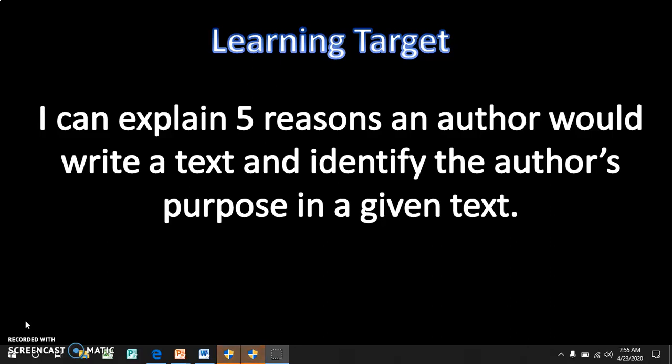Today, our learning target is I can explain 5 reasons an author would write a text and identify the author's purpose in a given text. So, today, as you can probably tell, we're going to be talking about author's purpose. This is a good lesson, especially because we happen to have a writing response on News ELA related to this yesterday, and it's something that sometimes people get a little confused about.